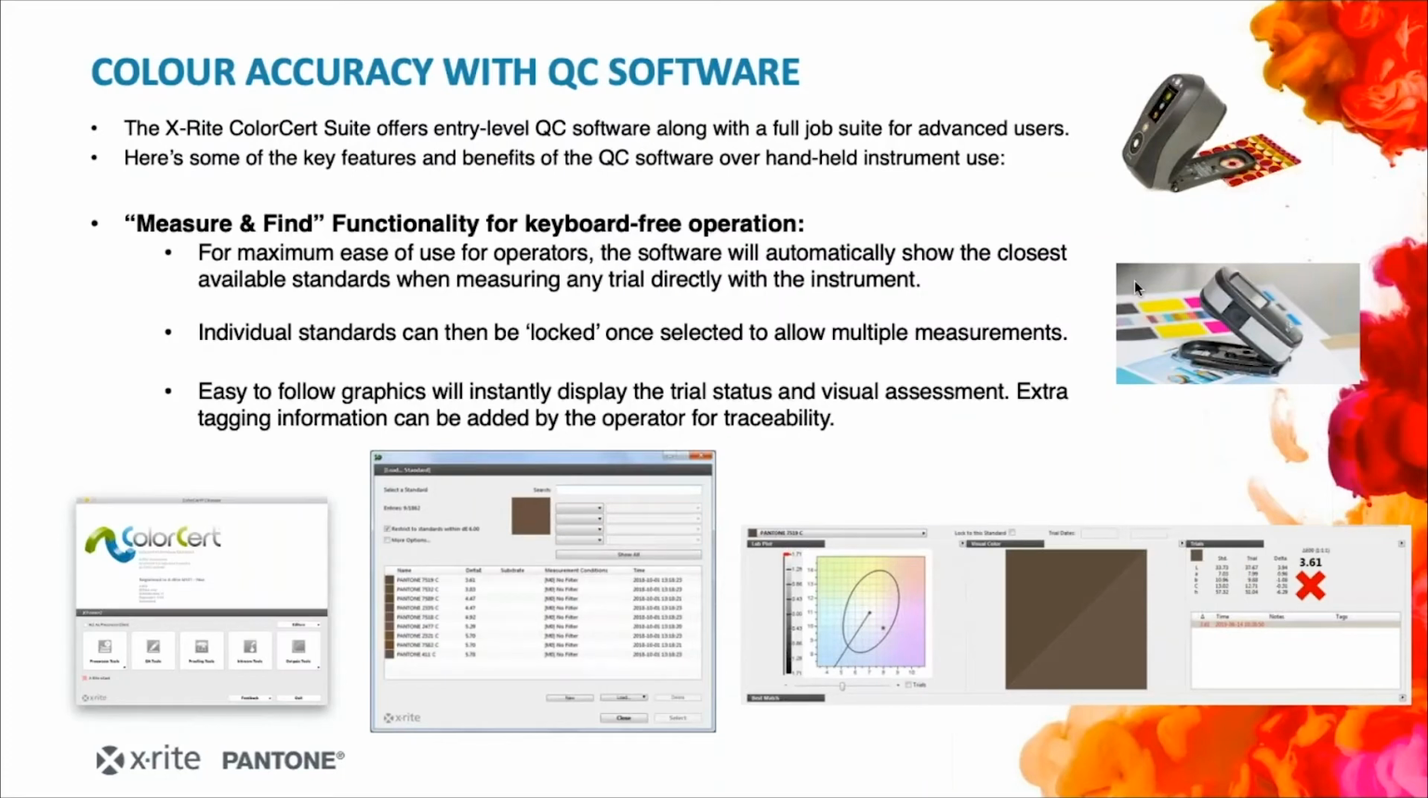Again, the software suite is set up to be easy to use for entry-level operators, but has sufficient administrative properties so that the more advanced user can get extra data out. So one of the functionalities which we've introduced in the QA suite is this measure and find functionality. So pretty much a keyboard-free style operation in the software once the software started up. A simple measurement with an instrument to any color target at all will instantly bring up a list to the operator of all of the closest standards within that particular database. The operator can simply choose the one which is most appropriate.